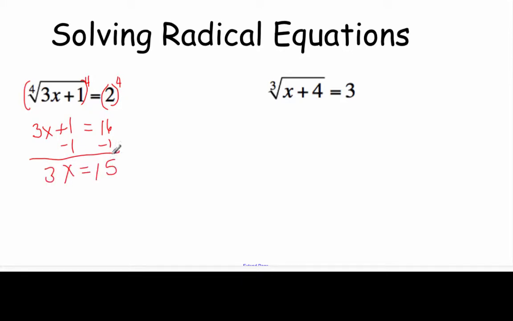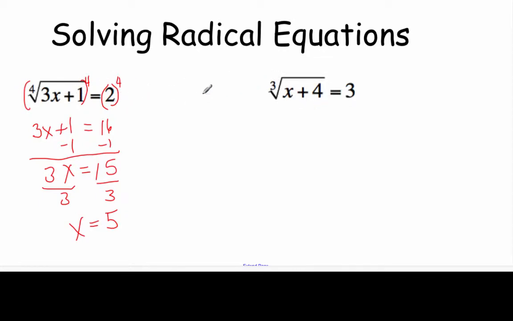I'm going to get 3x is equal to 15. Again, go through basic simple procedures. X is equal to 5. Again, I can check that by putting it up here. 3 times 5 is going to be 15. 15 plus 1, that's going to be 16. So now if I take the fourth root of 16, that's going to give me 2.